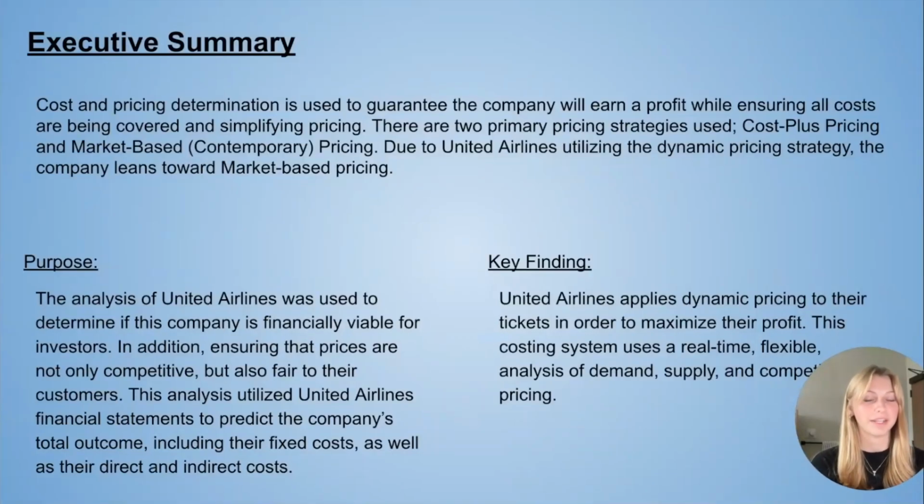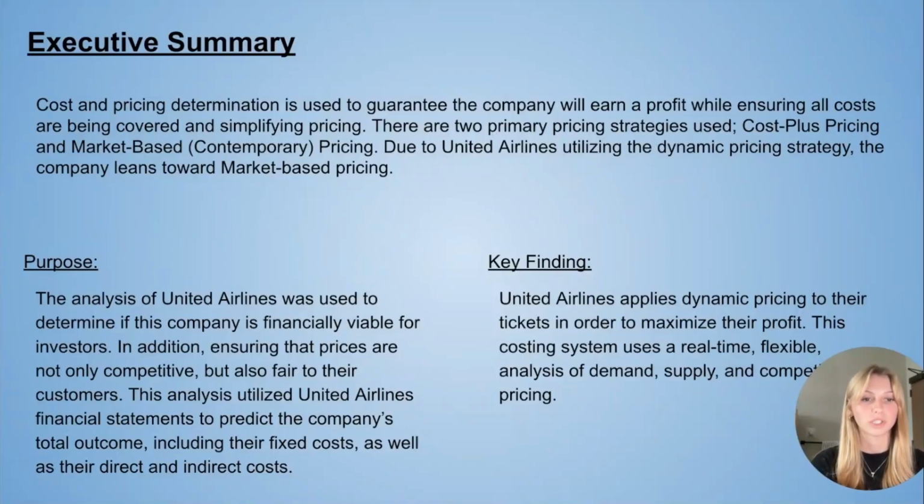Cost and pricing determination is used to guarantee that a company will not only earn profit, but also ensure that all of their costs will still be covered. There are two primary pricing strategies, the first being cost plus pricing, which utilizes a fixed price as well as a fixed percent markup price. The second is market-based pricing, which uses an analysis of supply and demand for a certain good, as well as the prices of surrounding competitors.